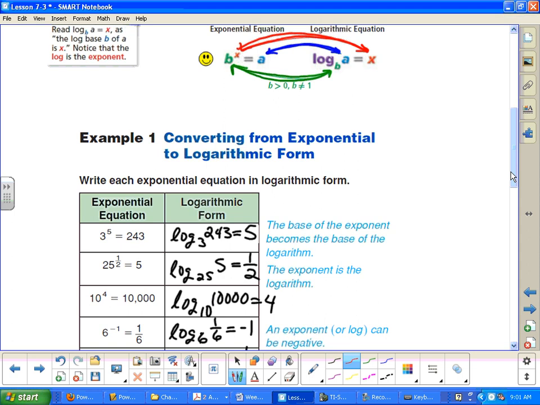And you should know, by the time you're done, you should be able to know this by heart. Okay, it should be really easy to switch from exponential to logarithmic because we'll be doing that a lot in the next few days.